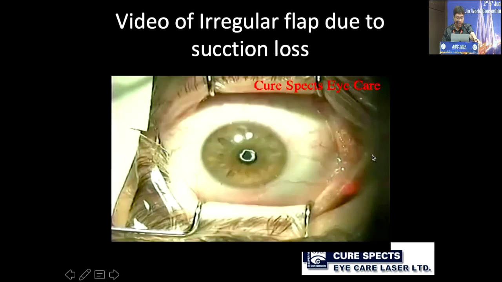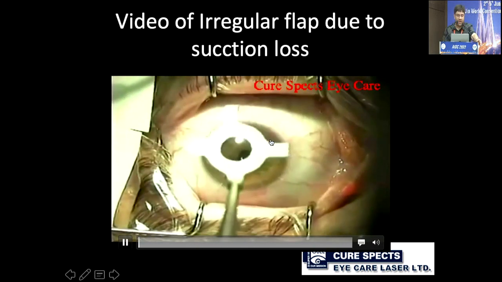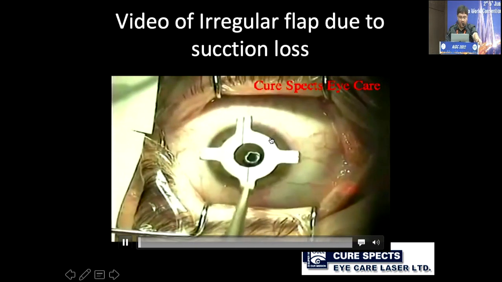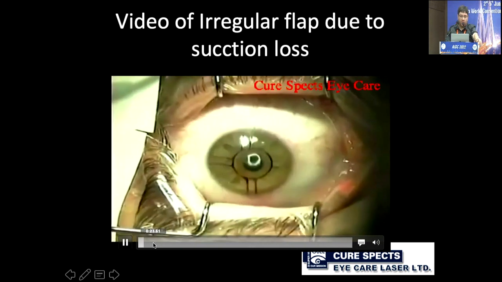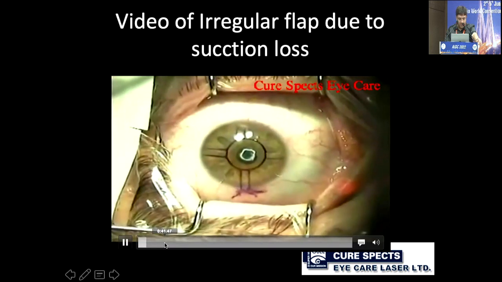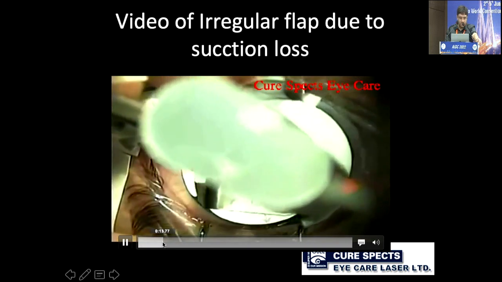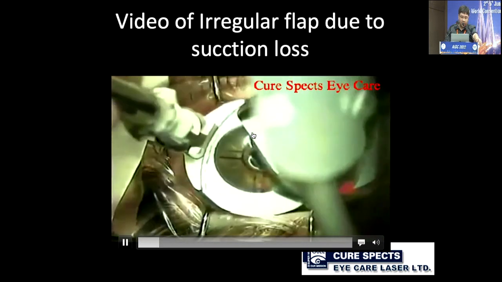I'll be quickly showing you one of the videos. Here I'm trying to make a flap with the Moria M2 microkeratome. I'm trying to make a 90 micron flap. I have marked the cornea. These were my early days. Nowadays we don't mark the corneas at all. And just see what happens. I've applied the suction. Suction looks quite good. Just keep a close eye over here. What happens?